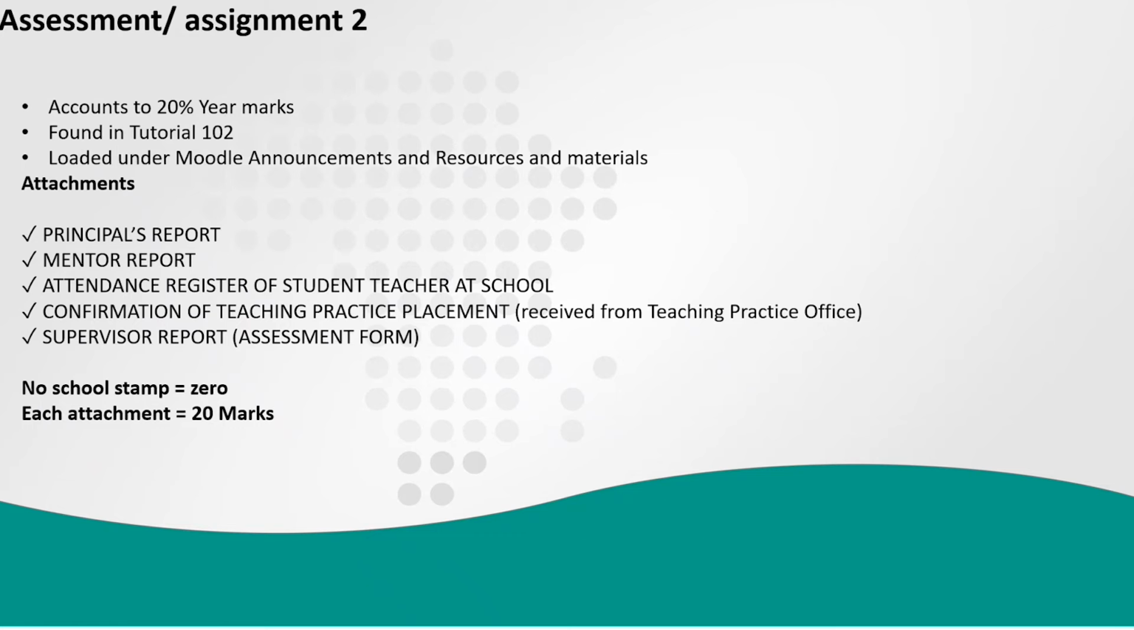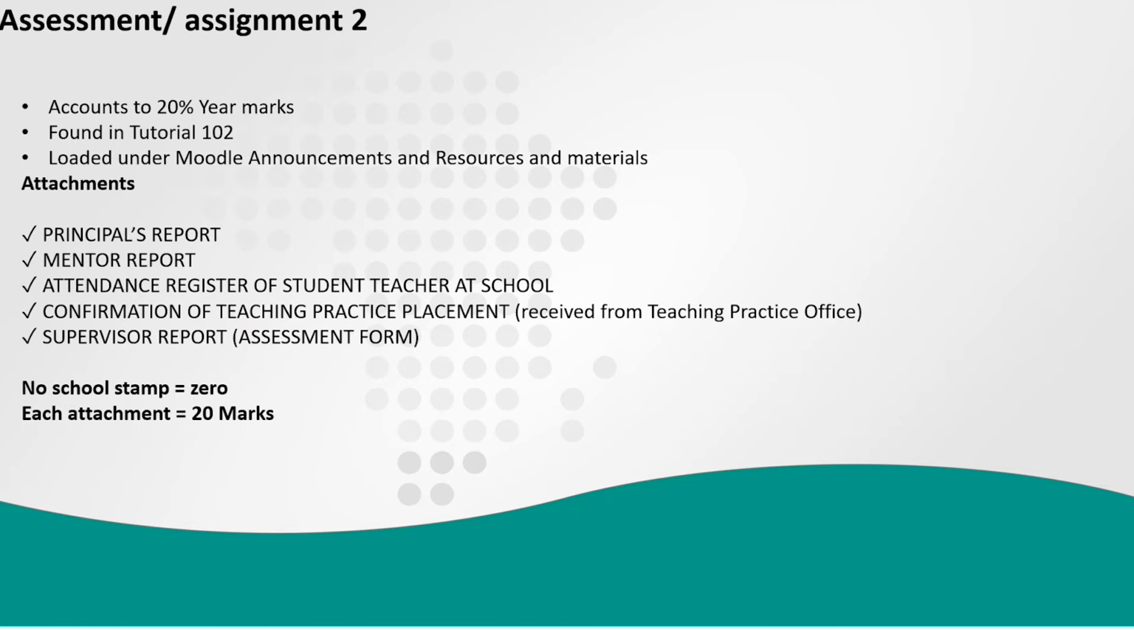Assessment 2 accounts for 20% of the year mark. You might think 20% is little, but if you have lost 20%, maybe because of something that cannot get you penalized, like a register or a supervisor assessment report, this will help you to pass. It's found in tutorial 102. I'm sorry, it means it is found in tutorial 105.